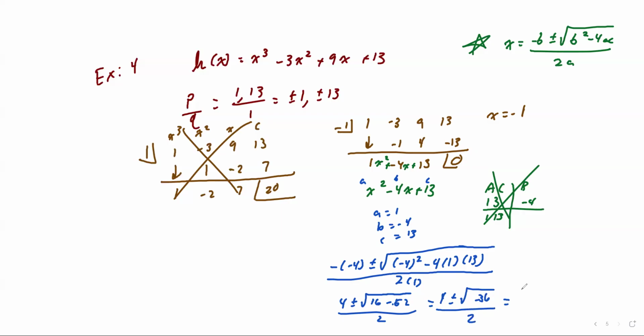Over 2. So this gives me 4 plus or minus, I'm going to pull out the i, square root of 36 is 6, divided by 2, but it's an A plus B format, so that would be 4 over 2 plus or minus 6i over 2. Running out of room, so this would be 2 plus or minus 3i. So there's my answer. So I get x equals 2 plus or minus 3i, and negative 1.